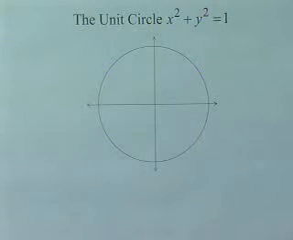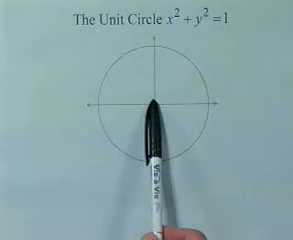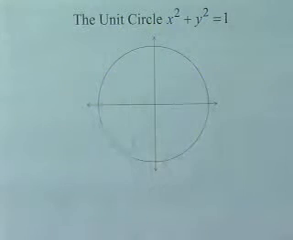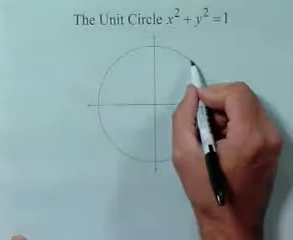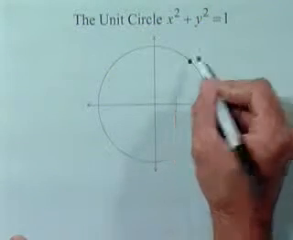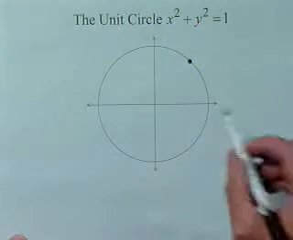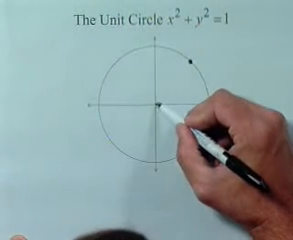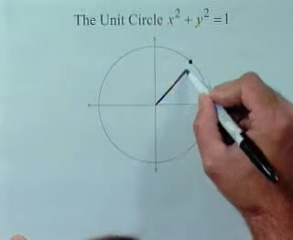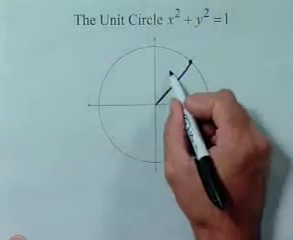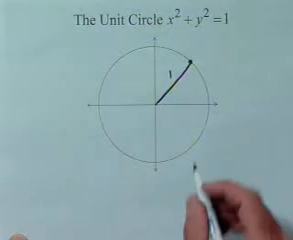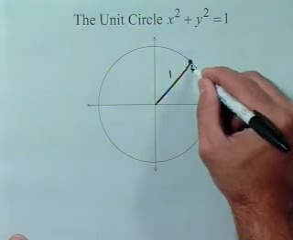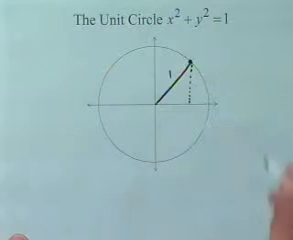Remember, the unit circle is a circle centered at the origin and has a radius of 1. What we're going to do is use the unit circle to help us evaluate some trigonometric ratios. So let's plot a point on the unit circle. If I draw this imaginary line, I know that that radius is 1. And if I drop it perpendicular, I've created a little right triangle.